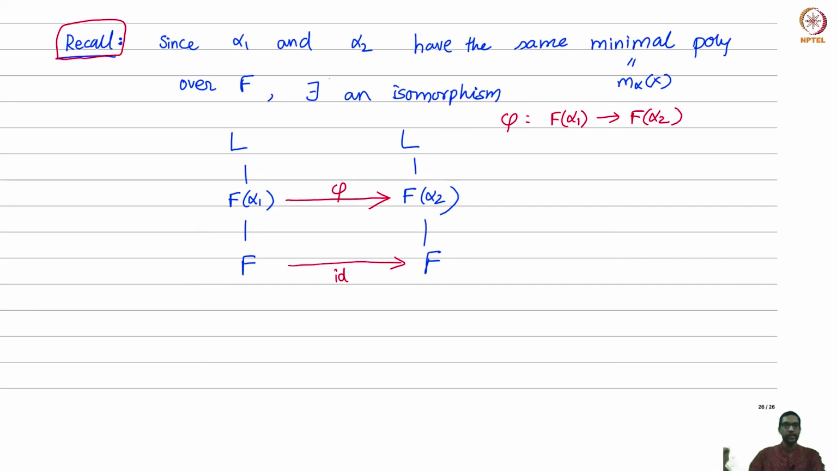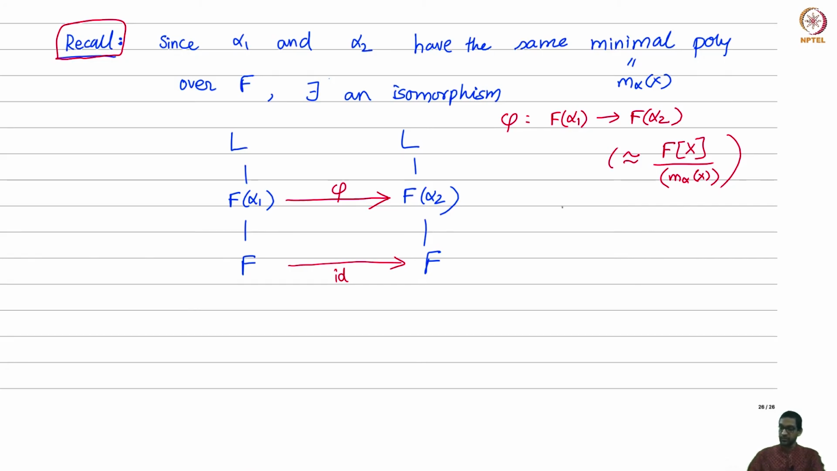Okay, and if you quickly recall why this was the case, because in fact both of these fields are abstractly isomorphic to the field F[x], the polynomial ring, modulo the ideal generated by m_alpha(x). Okay, m_alpha(x) is a maximal ideal here, and so both these guys are actually isomorphic to this abstract field F[x] modulo m_alpha(x). Okay, so that's how one deduces that.